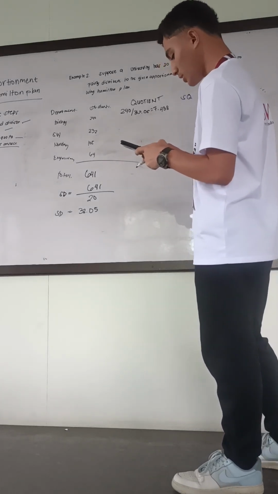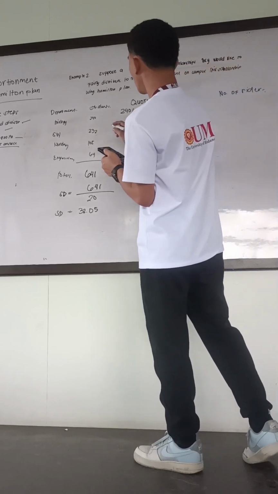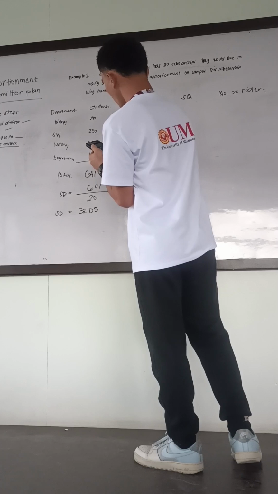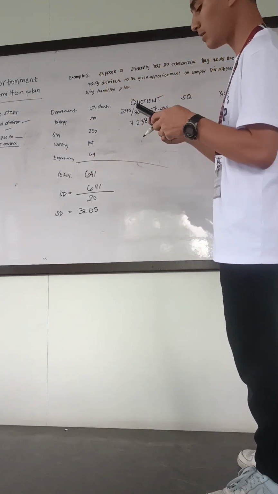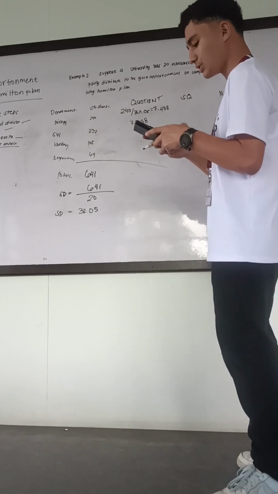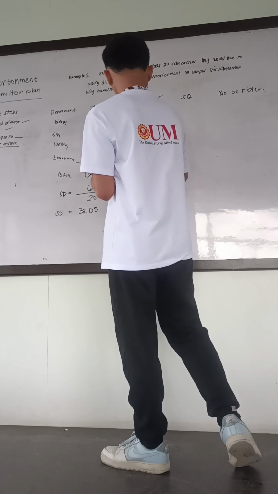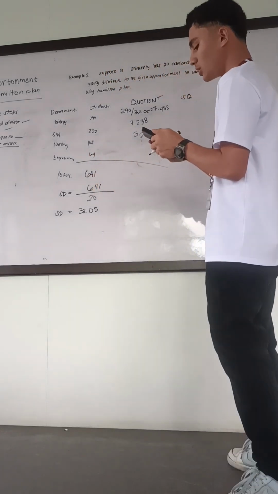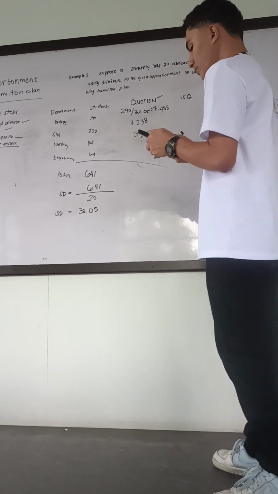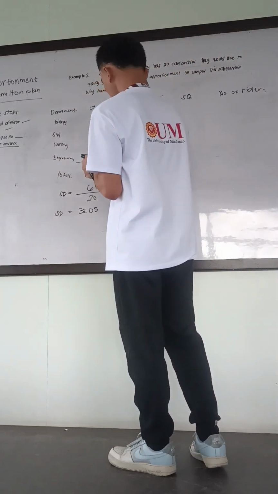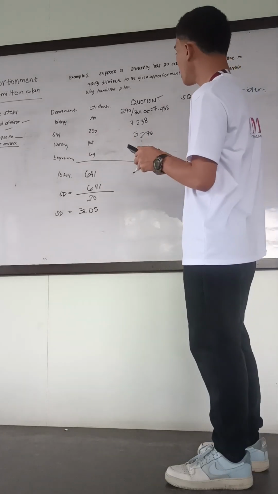So 232 divided by 32.05, we get 7.238. For the nursing, we have 105, so we have 3.276. For the engineering, we have 64 students enrolled, so we have 1.996. So we have to sum it up.